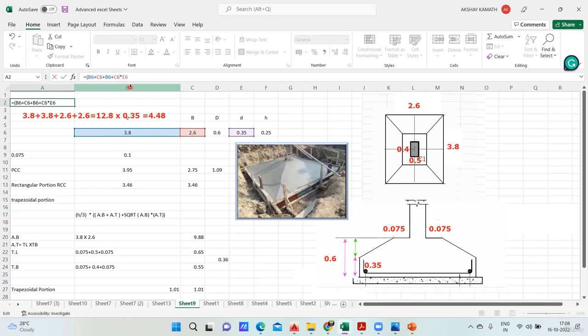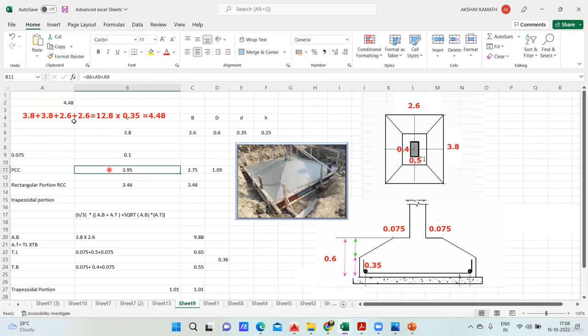It's not a problem with the formula. You can close the bracket. You'll definitely get the answer. Exactly. See, 4.48, 4.48. Got it? So this is how you're supposed to do the shuttering quantity and concrete quantity for the trapezoidal footing.